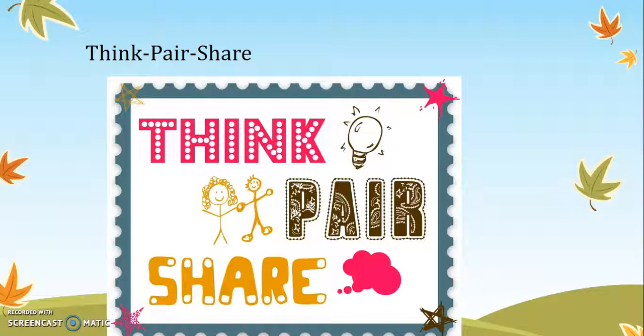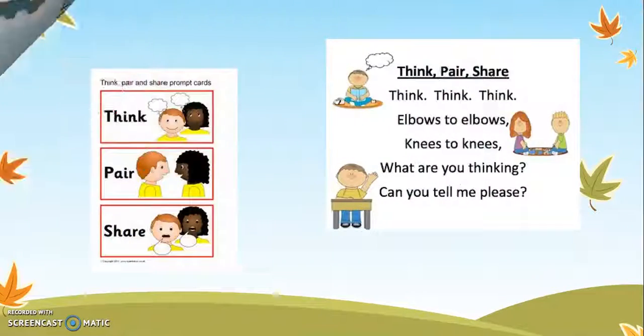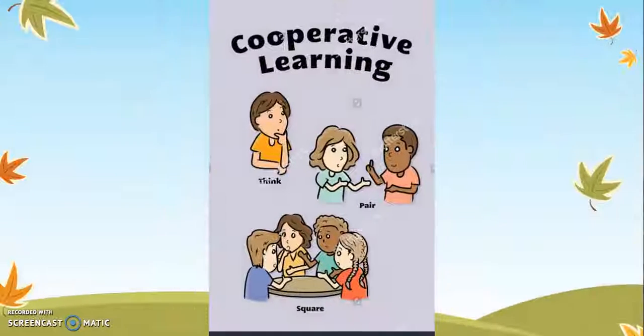The way it works is that the teacher gives the students a question to think about on their own first. Then they pair up and share what they were thinking. And then lastly, they share out to the class. So think, elbows to elbows, knees to knees, what are you thinking? Can you tell me, please? Think, pair, share is a form of cooperative learning because they are being formed into groups. They start off as an individual and then they end up in a big group.